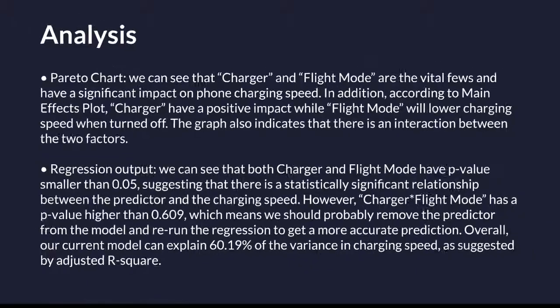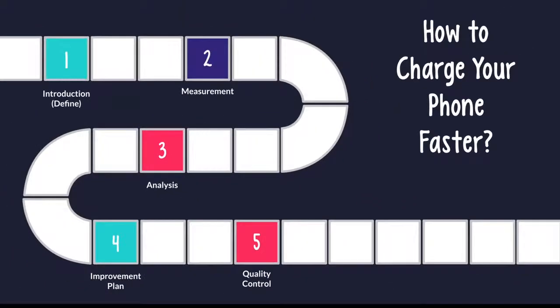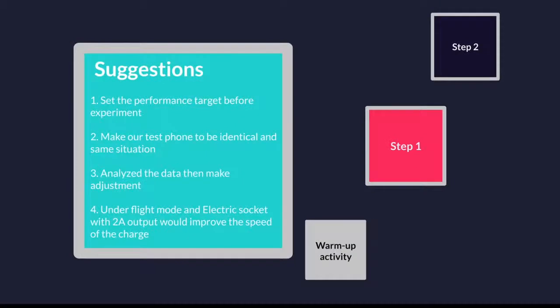And after the analysis, we got our improvement plan. Here are our 4 suggestions. Number 1 is to set the performance target before the experiment. Number 2 is to make our test phones identical and in the same situation. Number 3 is to analyze the data and make adjustments. Last but not least, using flight mode with an electronic socket with 2A output would improve the speed of the charge.